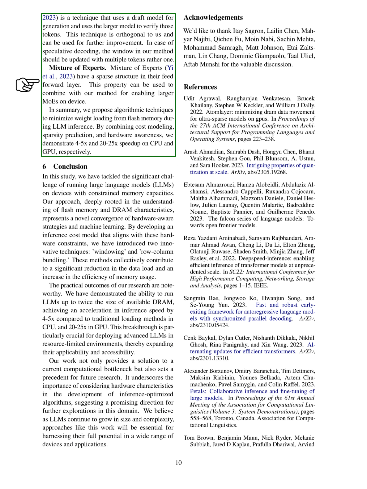Speculative decoding is a technique that uses a draft model for generation and uses the larger model to verify those tokens. This technique is orthogonal to us and can be used for further improvement. In summary, we propose algorithmic techniques to minimize weight loading from flash memory during LLM inference. By combining cost modeling, sparsity prediction, and hardware awareness, we demonstrate a 4 to 5x speedup on CPU and a 20 to 25x speedup on GPU.